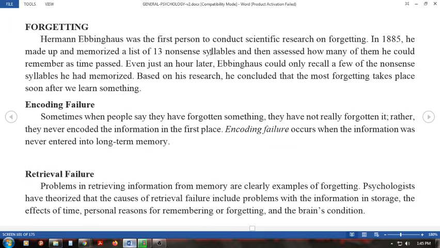And then we have forgetting. Hermann Ebbinghaus was the first person to conduct scientific research on forgetting. He made up and memorized a list of 13 nonsense syllables and then assessed how many of them he could remember as time passed. Even just an hour later, Ebbinghaus could only recall a few of the nonsense syllables he had memorized. Based on his research, he concluded that the most forgetting takes place soon after we learn something. If maka-learn na tag something, dira ta maka-forget sa mga things that we have learned in the first place.